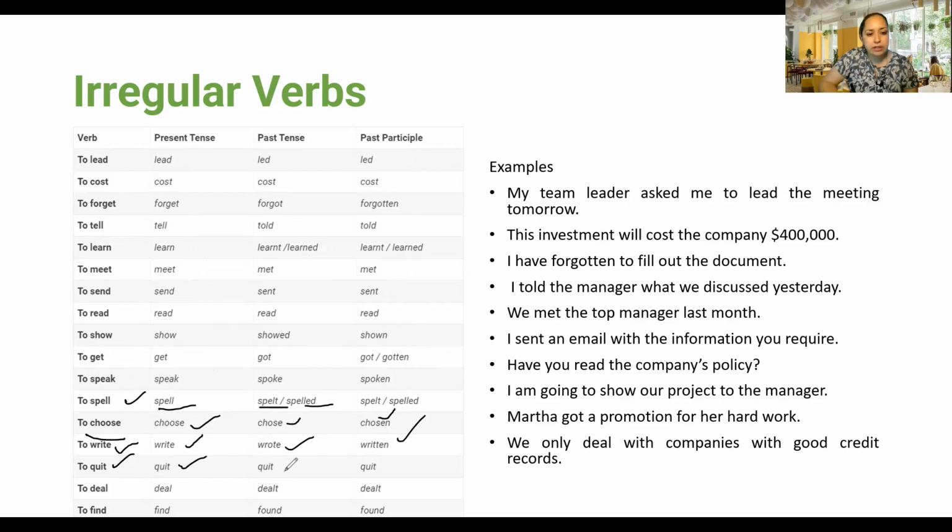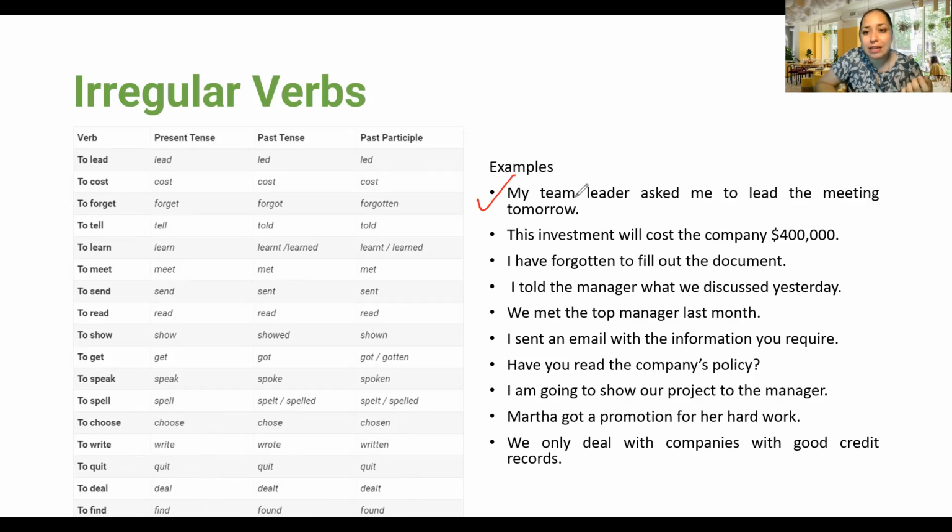To quit, quit. That's one of the easiest ones. To deal, dealt, and dealt. To find, found, and found. So let's take a look at the examples. That was just a very simple list of irregular verbs, but there are plenty of them. So you should just keep on studying them, following the advice that I just gave you.